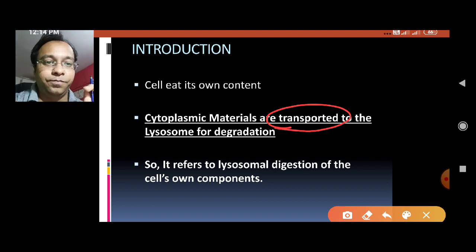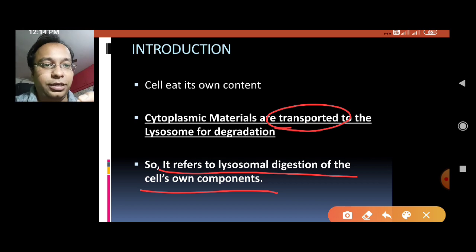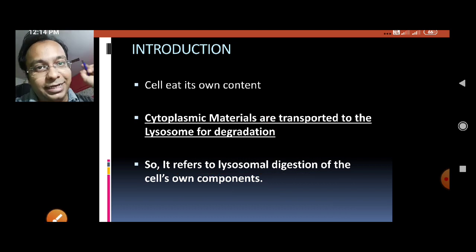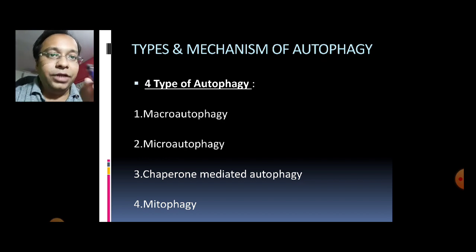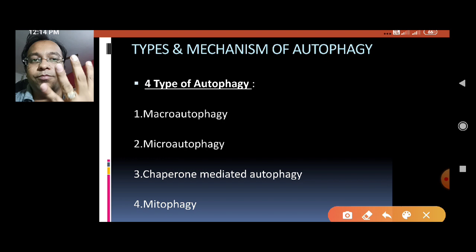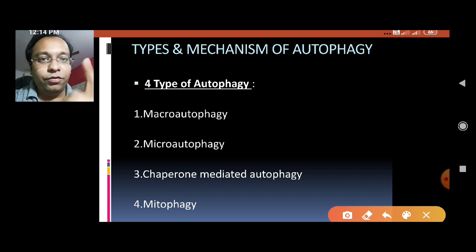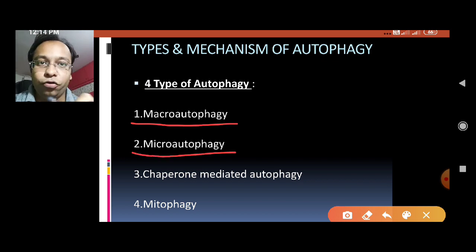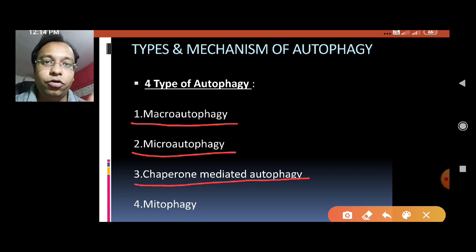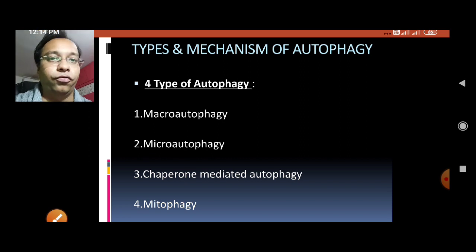That is autophagy. So we can say in the scientific manner that it refers to the lysosomal digestion of the cell's own component. The cell will digest its own component with the help of lysosome, and that is autophagy. So guys, basically autophagy can be divided into 4 types. There are 4 different mechanisms according to which we can divide autophagy into 4 types: macroautophagy, then microautophagy, then chaperone mediated autophagy, and finally mitophagy. So these are the 4 basic types of autophagy.